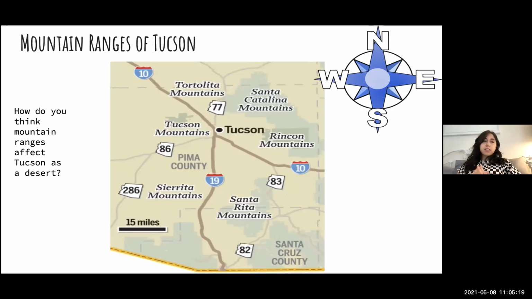And then we discussed, how do mountain ranges affect Tucson as a desert? They said, well, Tucson is at a lower elevation compared to our mountain ranges that are at a higher elevation, which allows us to get snow, but also the hotter temperatures. And then we also identified, where is Mount Lemmon, right? That's a place that the kids love to go to, and they were able to see the direction that Mount Lemmon is in.